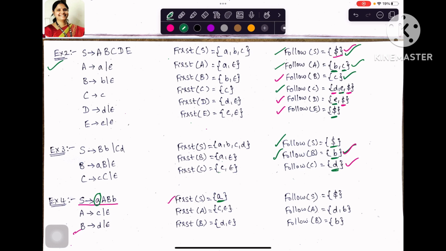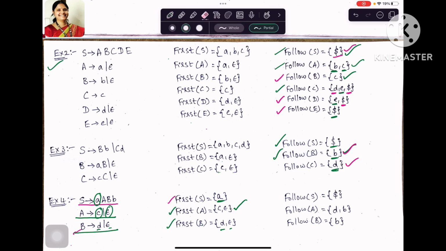Now we will calculate first of A. To calculate first of A, let us find out A in the left hand side of the production. So this is the production, A produces c slash epsilon, as it has both terminal symbols, that is c and epsilon. Directly we can write it in the result. First of A is c comma epsilon. Next, first of B. In order to calculate the first of B, let us find the B production, that is B produces d slash epsilon. So both productions are terminal symbols only. The first of B is d and epsilon.